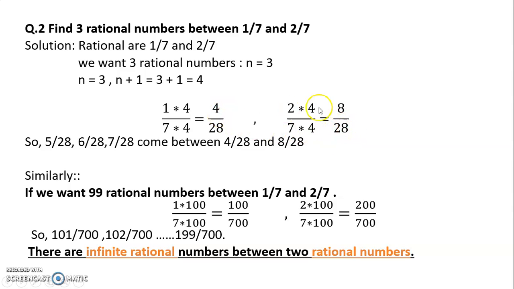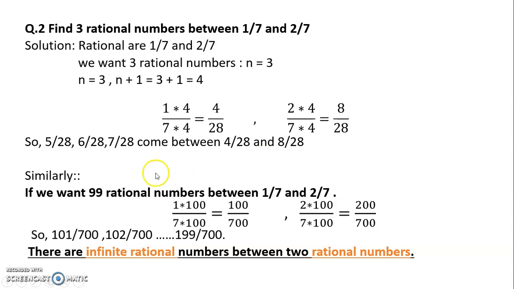So now you can see we have increased the numbers which lie between 1 and 2. Now they have become 4 by 28 and 8 by 28, and the denominator is the same. It is 28 now. So the numbers like 5, 6, 7, all these come in between 4 and 8, and we can put the denominator as 28. So 5 by 28, 6 by 28 and 7 by 28 are the three numbers that come in between 4 by 28 and 8 by 28.